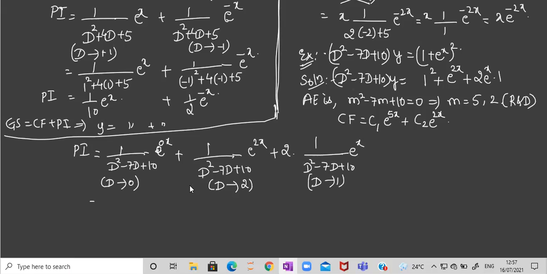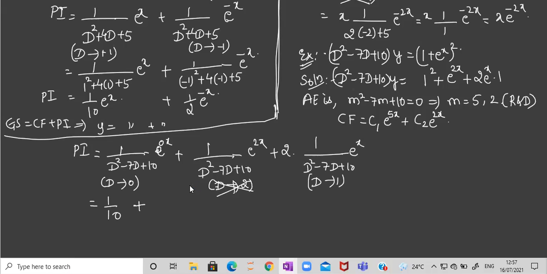Let us see what happens. If d is 0, this is 0, this is 0. What remains? 1 by 10. And e raised to 0x is 1. So I'll not write it. Now here what happens? If you replace d by 2, surely it will become 0. Check it. Yes, ma'am, 0.